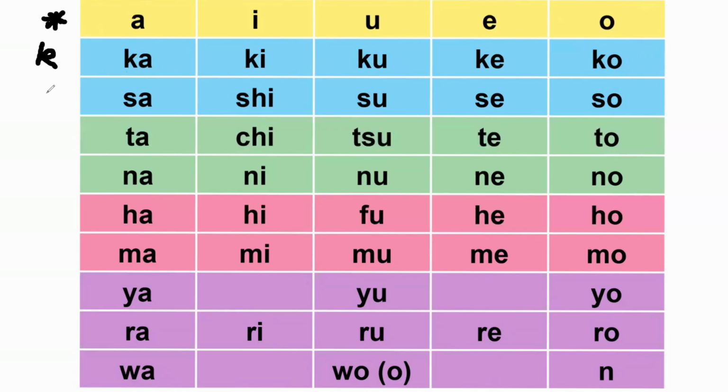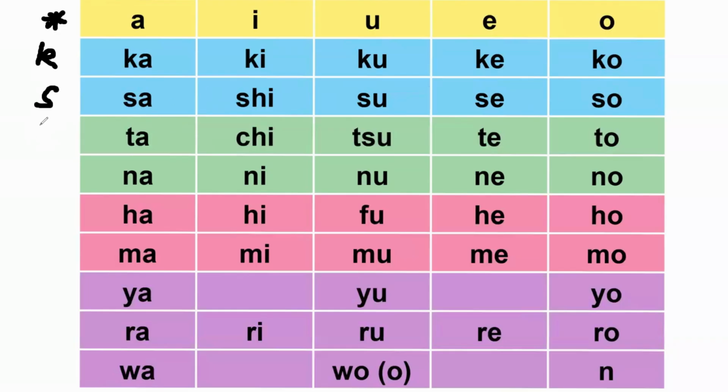The next row is the S row. So the sounds become Sa. The next one is an exception. It's not Si but Shi. This is the exception in this row, Shi. The next is Su, Se, So. So the sounds are Sa, Shi, Su, Se, So. That is the S row.